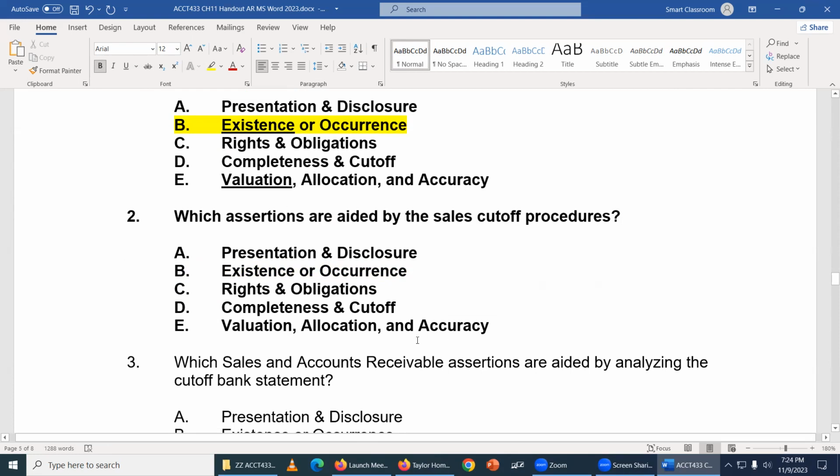Valuation should be there. Which one? Cutoff. Yeah. Probably the ones that matter the most are the completeness and the cutoff, and the existence, and more importantly on this one, the occurrence. Did a sale actually occur?